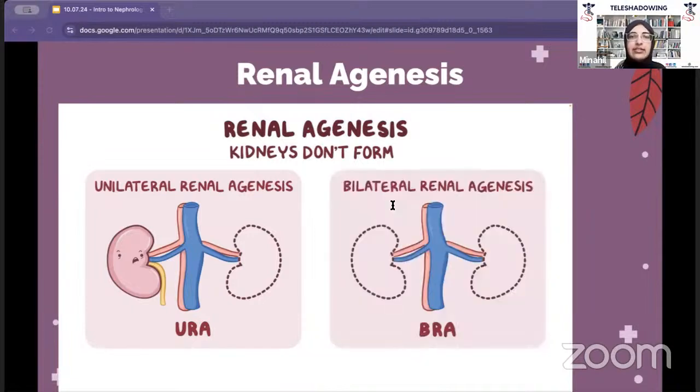But on the other hand, bilateral renal agenesis is a much more serious condition. Here, both kidneys fail to develop, and that has many systemic effects on the developing fetus. Actually, without kidneys, the fetus can't produce urine while it is still in the womb. And that leads to something called oligohydramnios. Oligohydramnios is a condition that's characterized by very low levels of amniotic fluid.